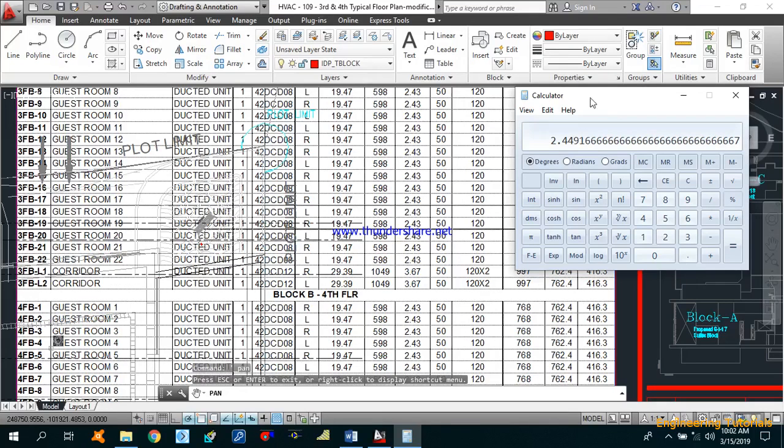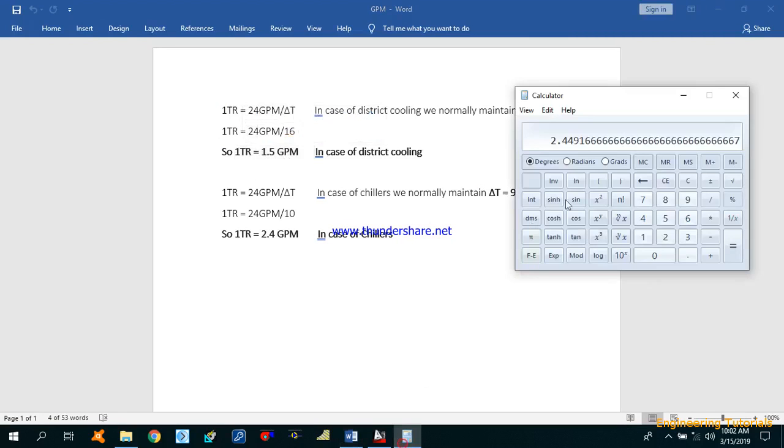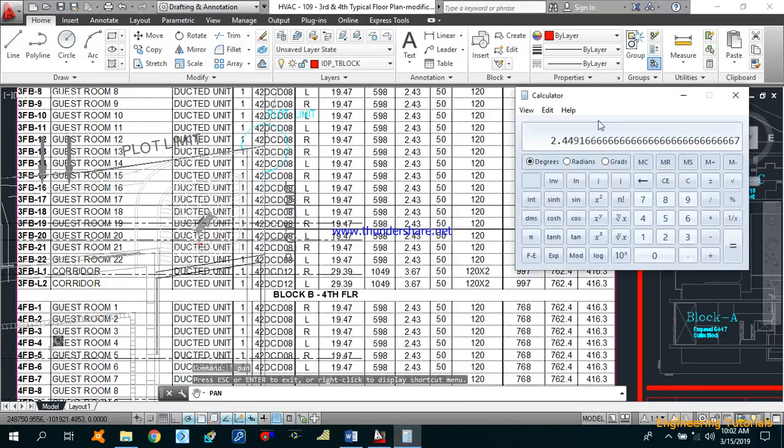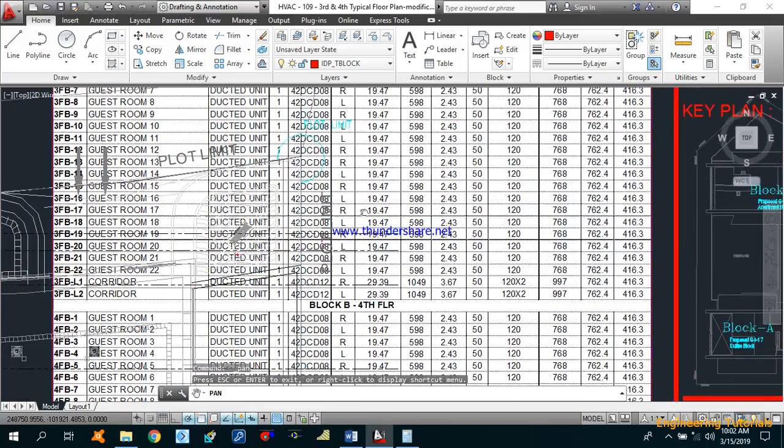To calculate the GPM, as I already explained, we are using a district cooling system here. So how much GPM is required for 1 TR? 1.5 GPM is required for 1 TR, and we have a machine of 2.449 TR. So we multiply this tonnage by 1.5 and we get the GPM. As you can see, the GPM required for this machine is 3.67 GPM. This is how you can calculate the GPM for each and every machine.